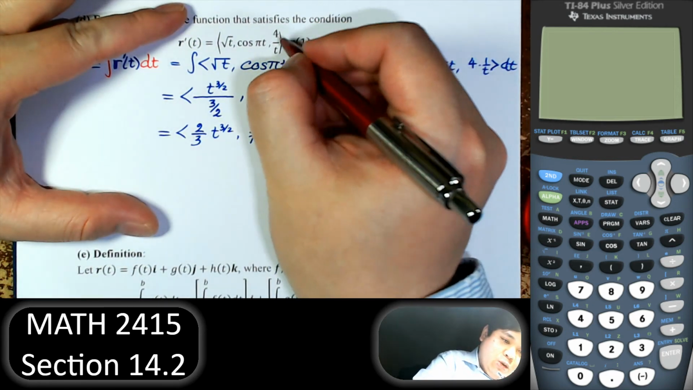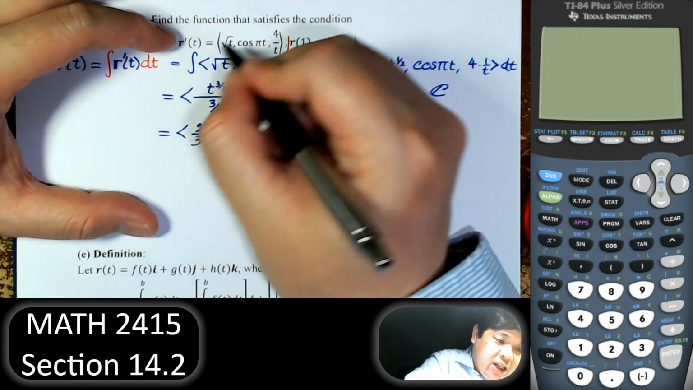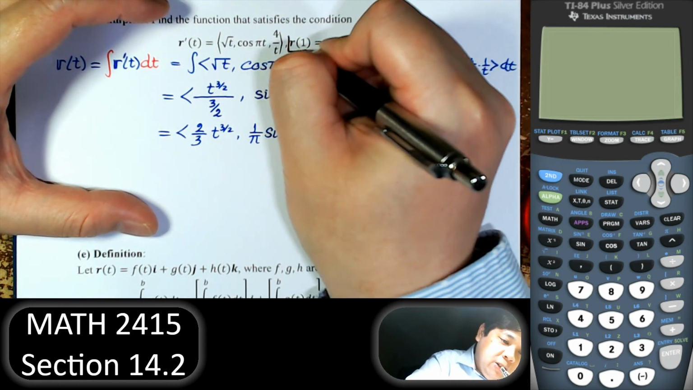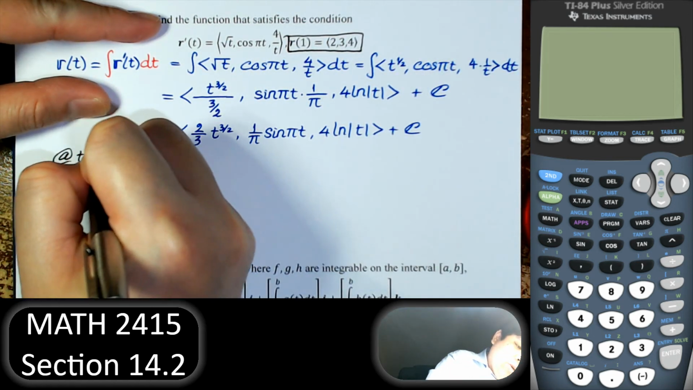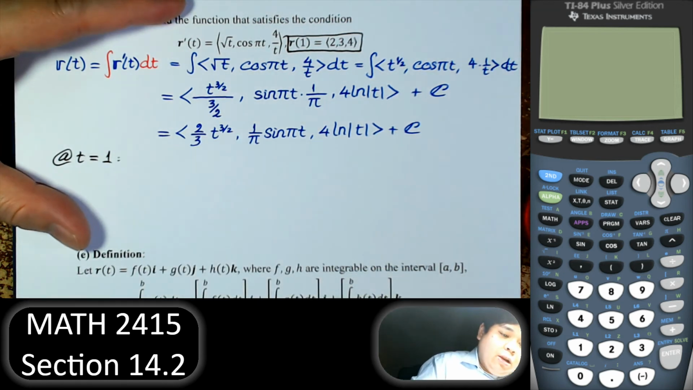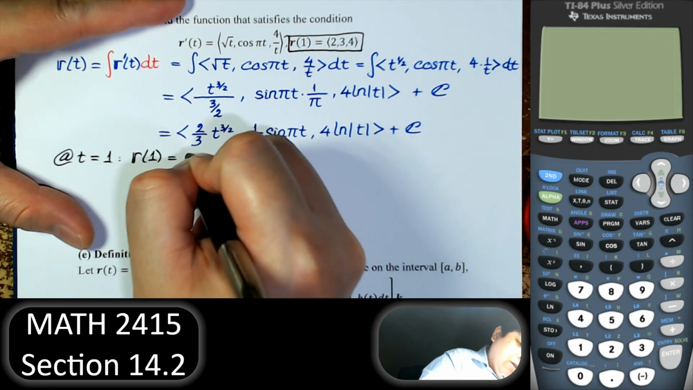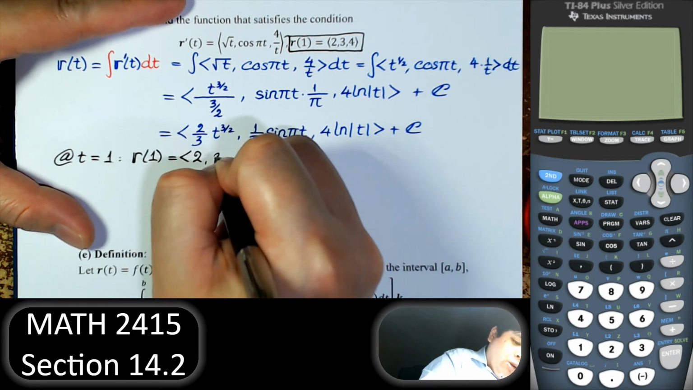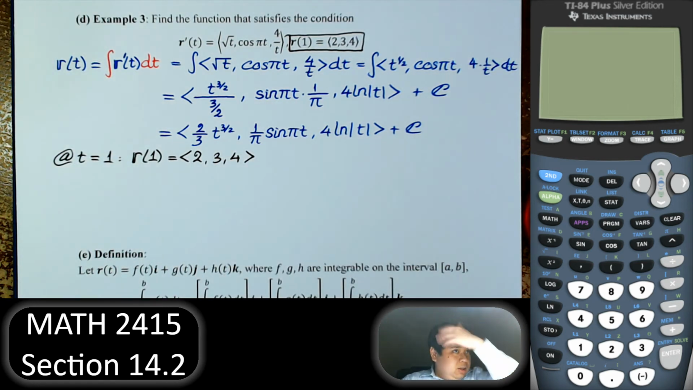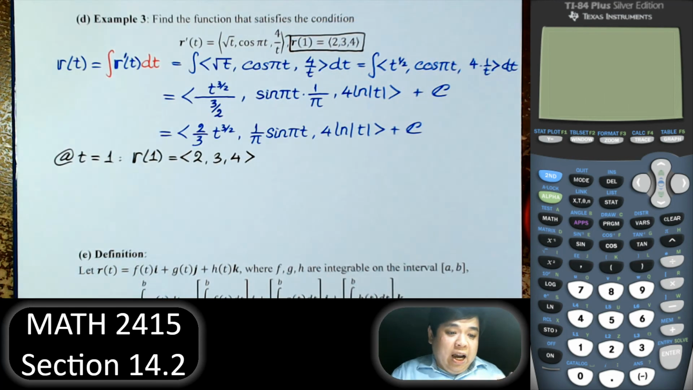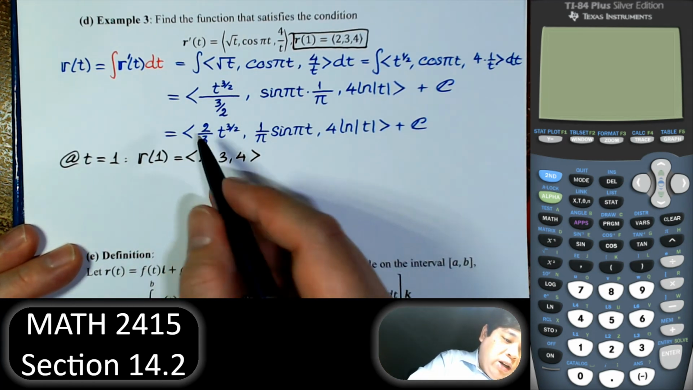And now we have the initial value condition here, and that is of course where t equals 1. So at t equal to 1, r of 1 equals 2, 3, and 4. So I'm going to put 1 in for t and equate that to 2, 3, and 4.